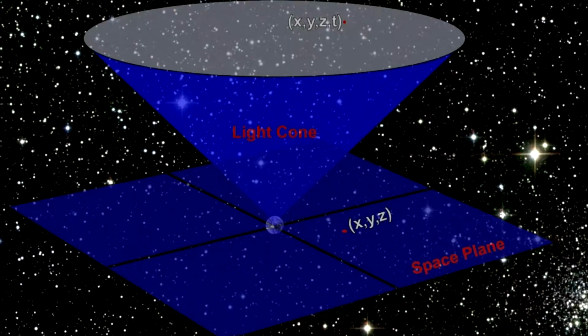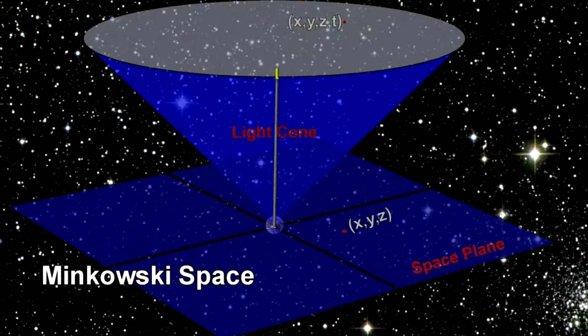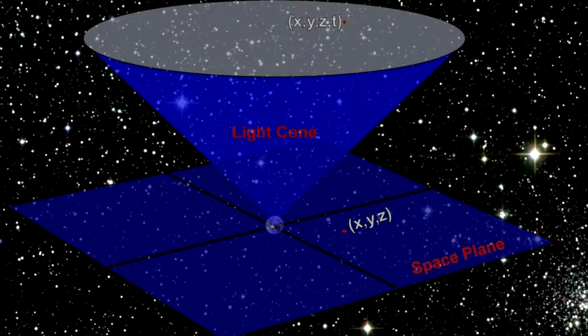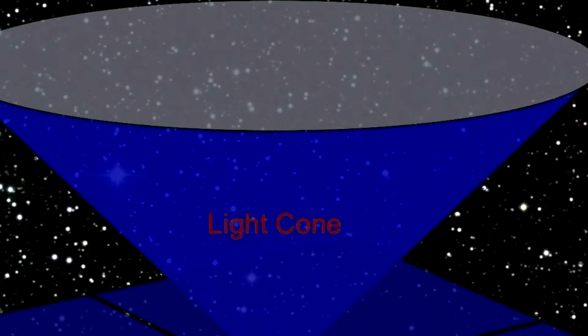A point on this graph represents an event with four coordinates, x, y, and z for space, and t for time. A mathematician named Hermann Minkowski developed the geometry for Einstein's space-time, so you may sometimes hear space-time referred to as Minkowski space. The four-dimensional length of a line in Minkowski space is referred to as proper time or proper distance.